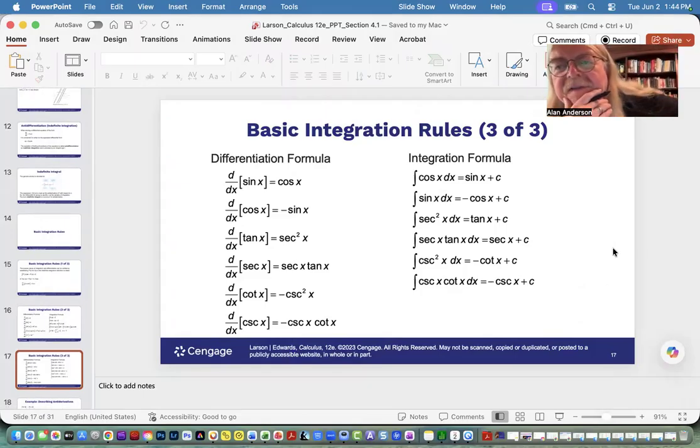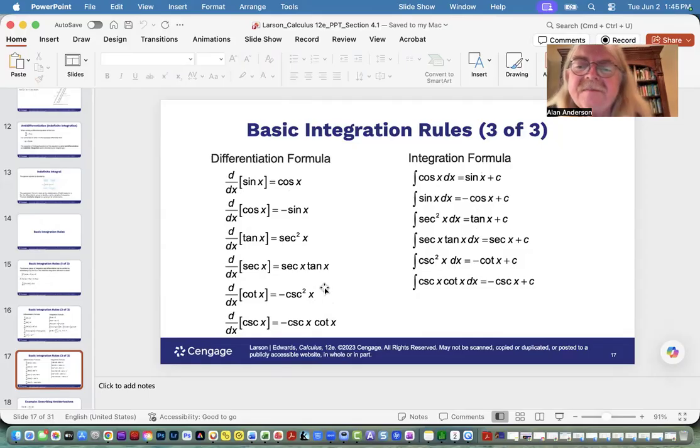Now, of course, we have to deal with trig functions as well. And so you can see, in a lot of ways, they're just simply reversing the process. So, for example, if the derivative of sine x is the cosine, the integral of the cosine must be the sine. If the derivative of cosine of x is negative sine x, the integral of positive sine x must be negative cosine x. And you work your way down, you'll see the correspondences between them.